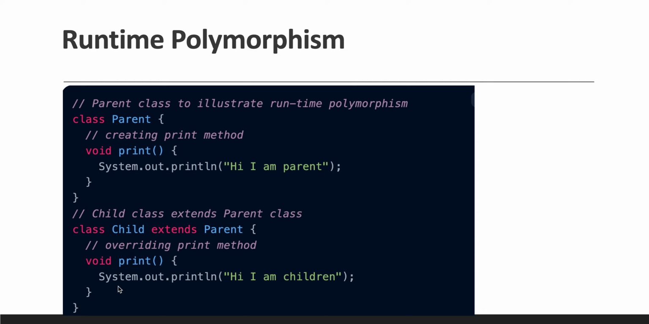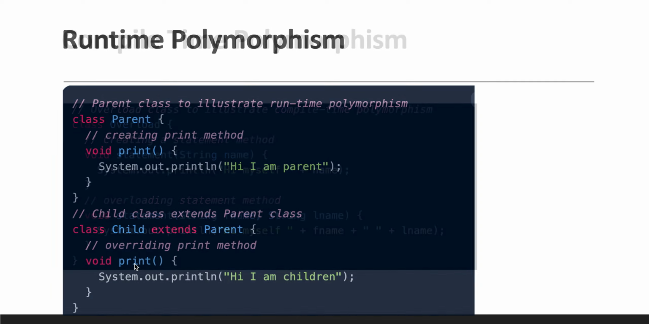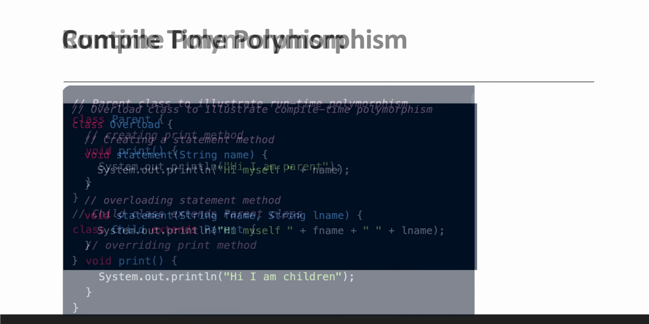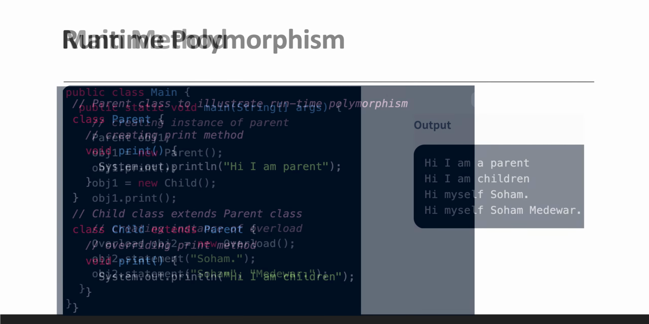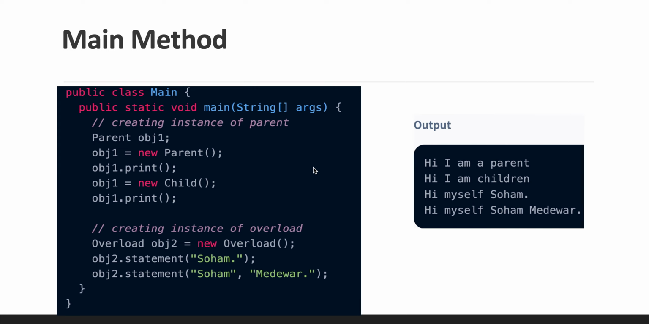This way it is called method overriding, because the method was already available in the parent class and we have overridden it. That's why we call it method overriding. Now let's see how we can do this using compile time polymorphism and runtime polymorphism. As a basic definition, polymorphism says that the same method can perform differently based on the situation.